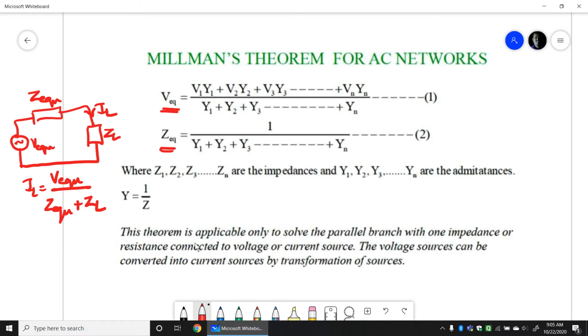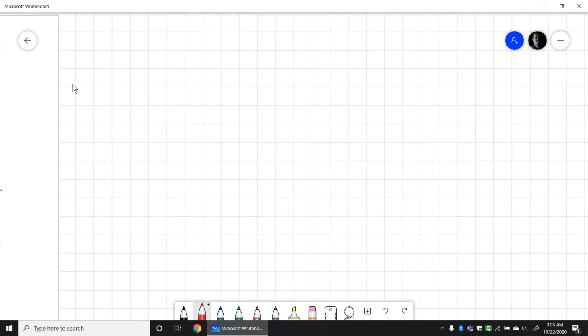Now, this theorem is applicable only to solve parallel branches with one impedance or resistance connected to a voltage or current source. The voltage sources can be converted into current sources by transformation. So we use source transformation, where we convert the voltage source into a current source. Now let us look into the proof of this theorem.